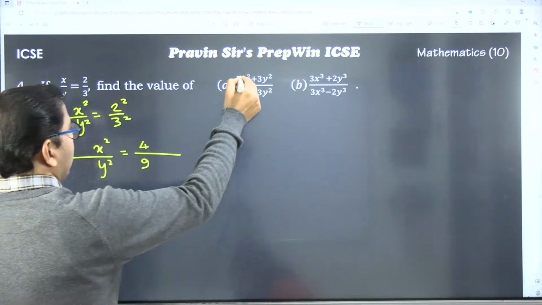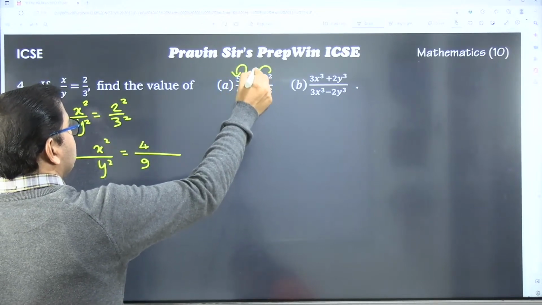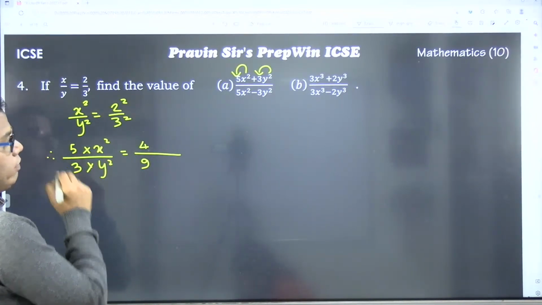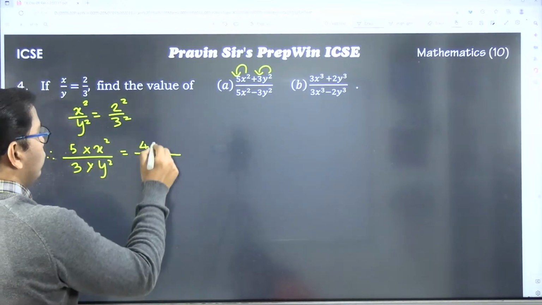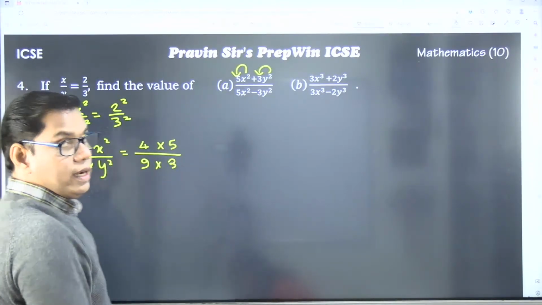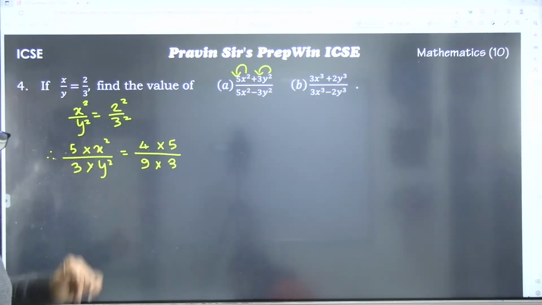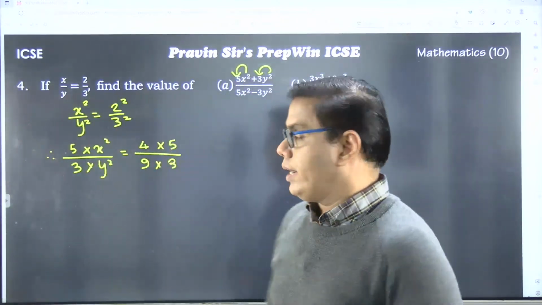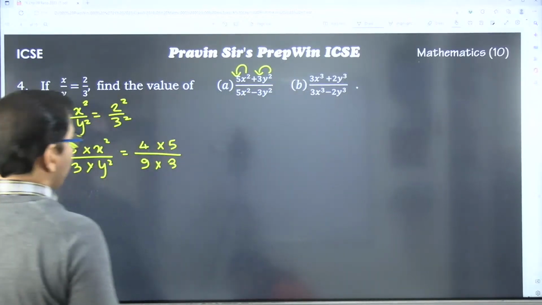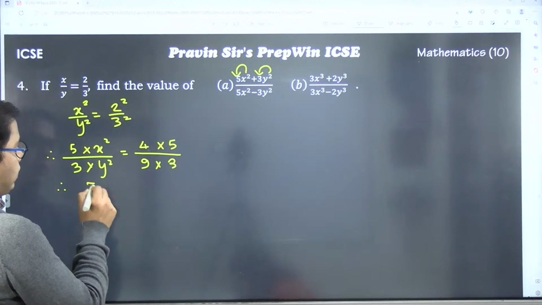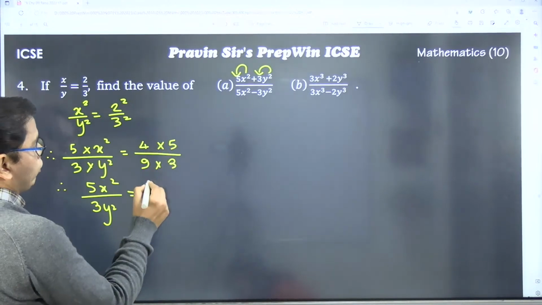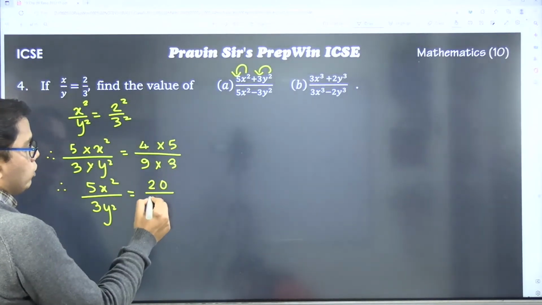Now look here, x square के साथ number है 5, y square के साथ number है 3. Bring 5 with x square and bring 3 with y square. So 5 in the numerator of LHS, so 5 in the numerator of RHS, 3 in the denominator of LHS, so 3 also in the denominator of the RHS. Are you getting it? If cancellation is possible, cancel it. Otherwise, you can continue. Cancellation is not possible, so this is 5x square upon 3y square is equal to what? 4 into 5 is 20 and 9 into 3 is 27.